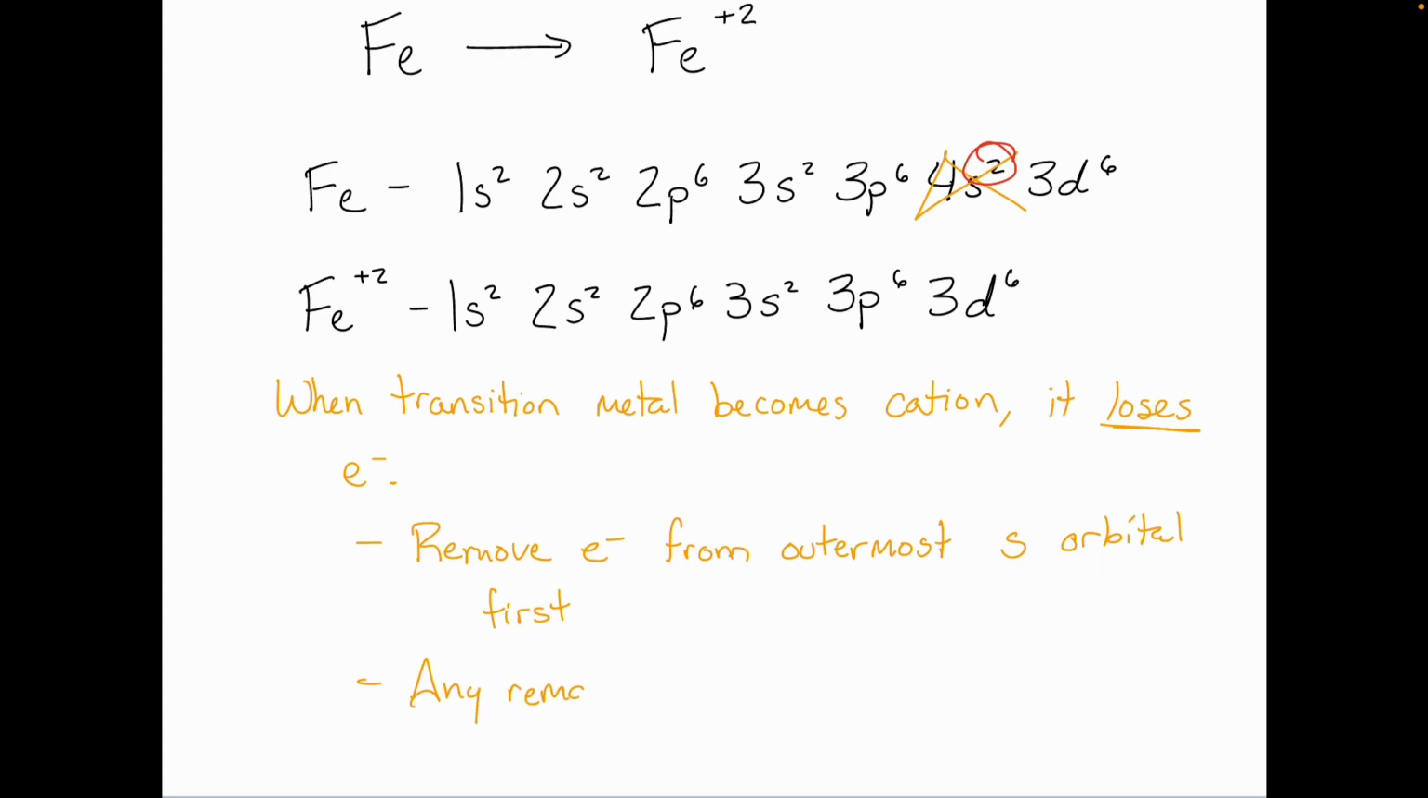Any remaining electrons to be removed will come from the outermost d orbital. All right, so we pull from that last s orbital first. If we need to take any more away, we'll take it from that last d orbital. All right, in the case of iron 2, we were done when we got rid of those 2 s.